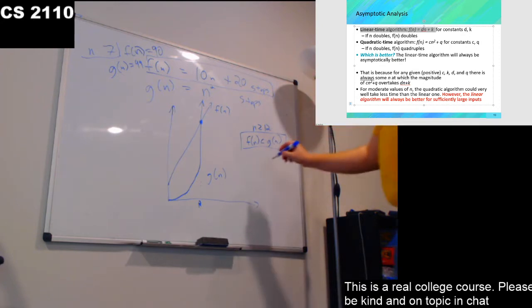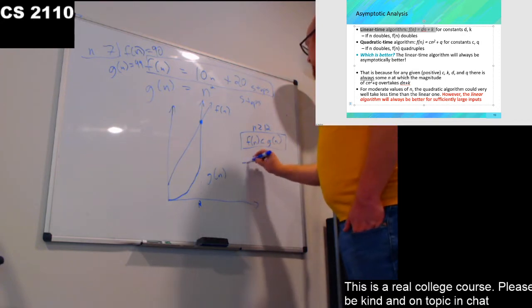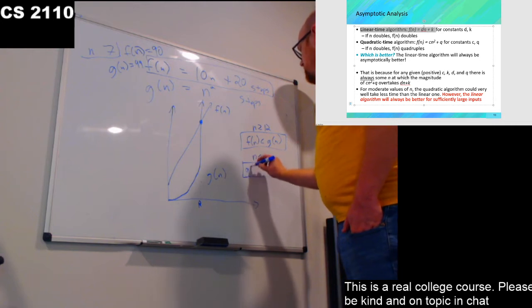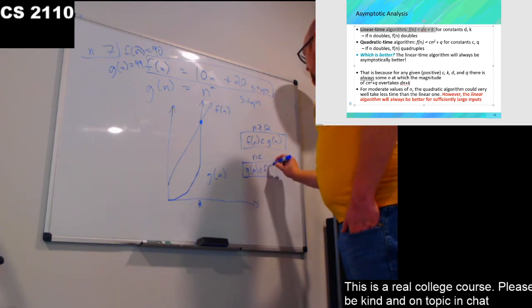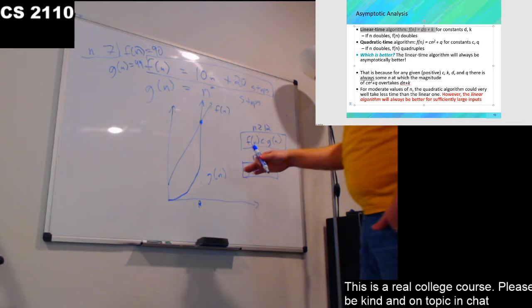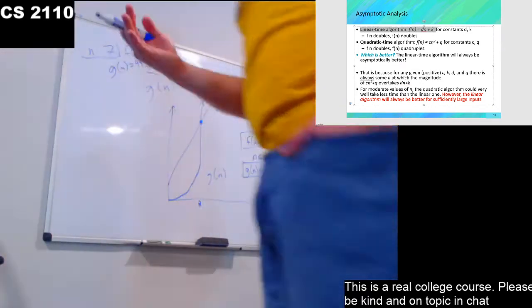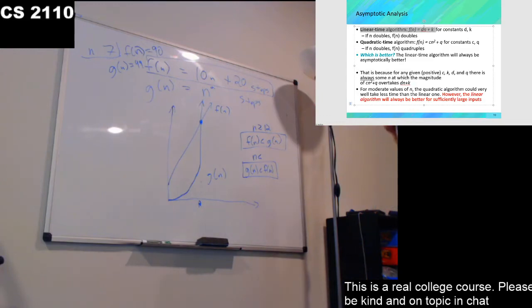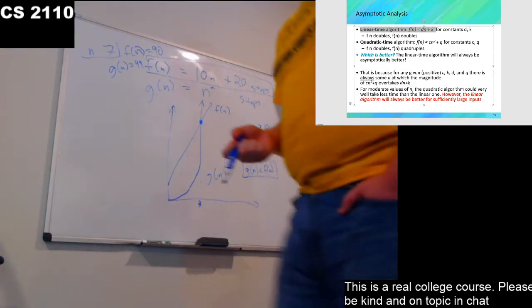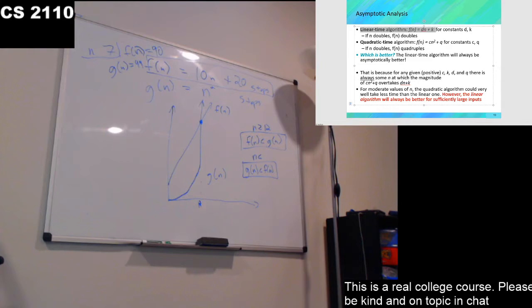Now, when n is less than 12, is it true that g of n is less than f of n? Yes, this is absolutely true. By the way, n can never be negative. Because we're talking about the size of a problem. A problem can never be a negative size. It can never have negative input size.